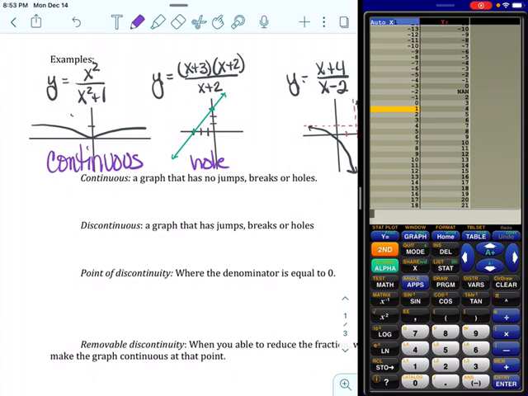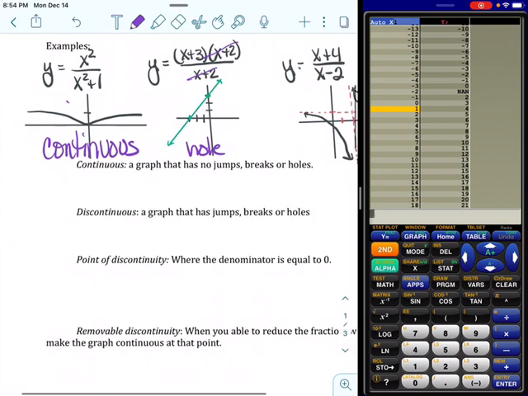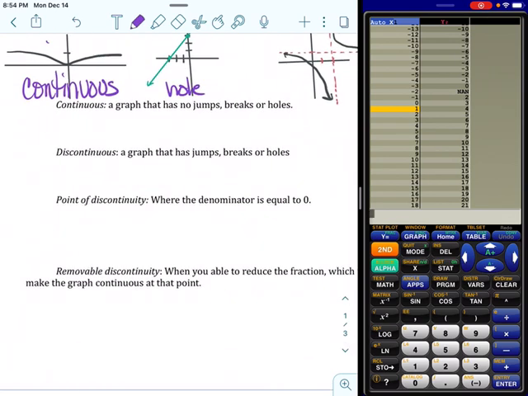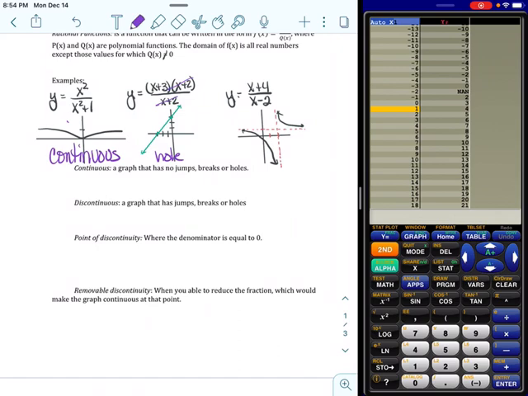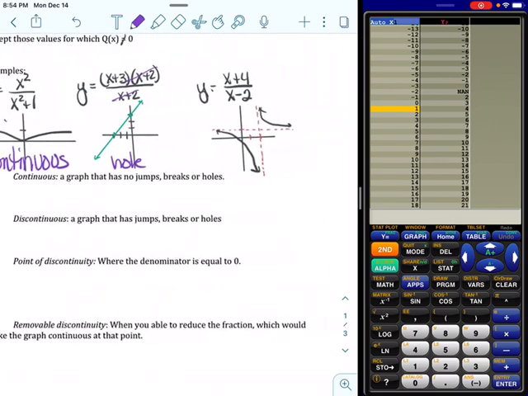Okay, so we're going to talk about where that comes from. But basically, if you take a look, you see how these two can cancel each other out? Yes, -2 is part of the original function, but it's not part of the reduced function, so we'd have to indicate that by drawing a hole, and we'll talk about that. But that is actually a removable discontinuity, where we can reduce the function and it creates a hole in the line. Okay? And then the last graph would definitely be discontinuous.